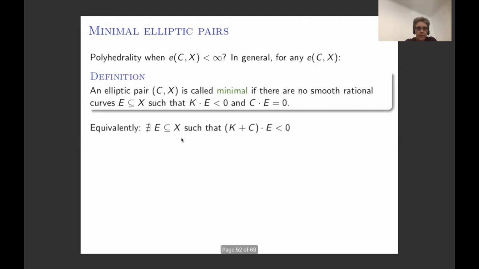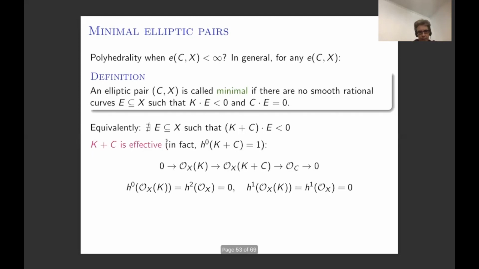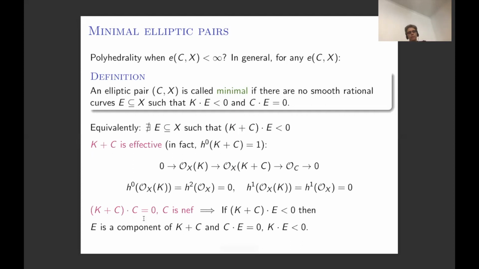Equivalently, there are no curves E on X that intersect K plus C negatively. So the condition of being minimal is the condition that K plus C is a nef divisor. To see this equivalence, one has to observe that under our assumptions, K plus C is an effective divisor. From this standard exact sequence, the fact that you have a rational surface gives you that K plus C has exactly one section. And then also note that by adjunction, K plus C intersects C in 0.